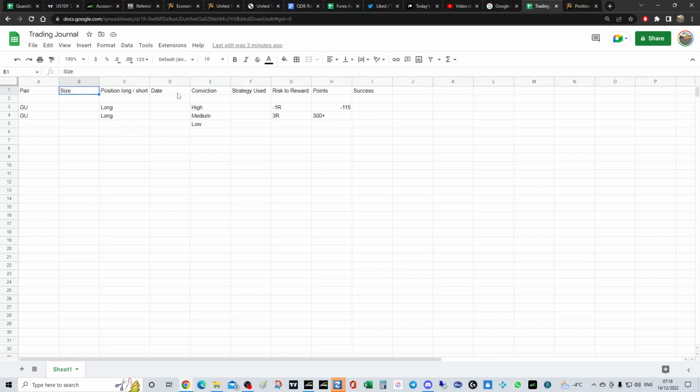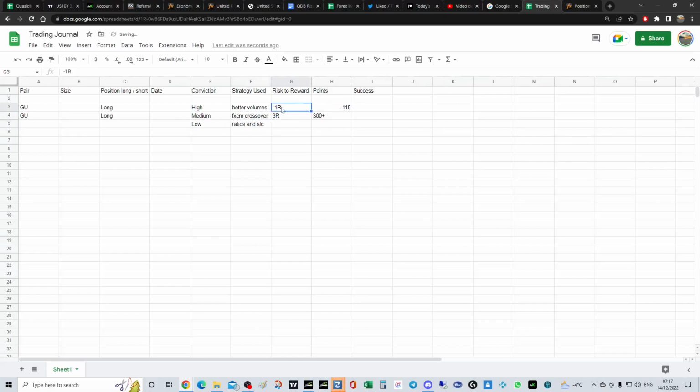The date is obviously very simple. The conviction is how confident you are. I very rarely have high conviction, because that's just me as a character. I'm quite conservative, even down to how I spend my money. I don't really buy extravagant things. So that's just my personality. Strategy used, that could be better volumes, or it could be the FXCM crossover, or it could be ratios and SLC. It's up to you what you want to do.